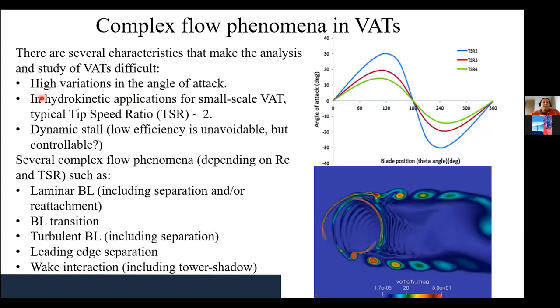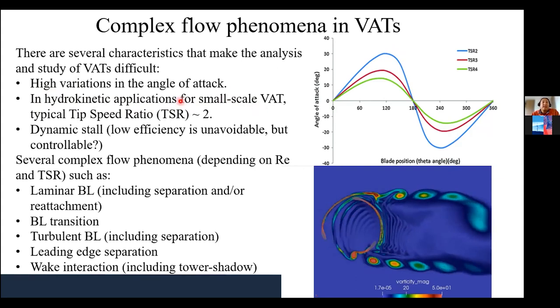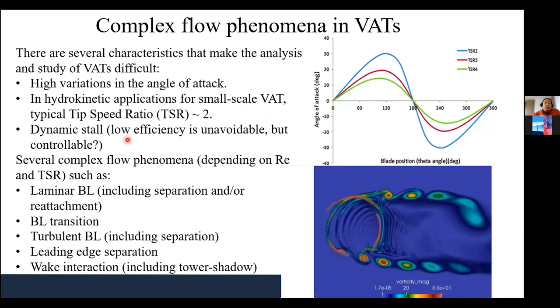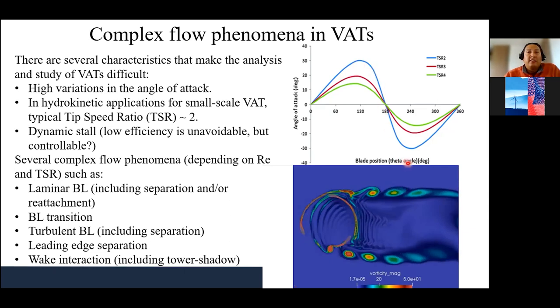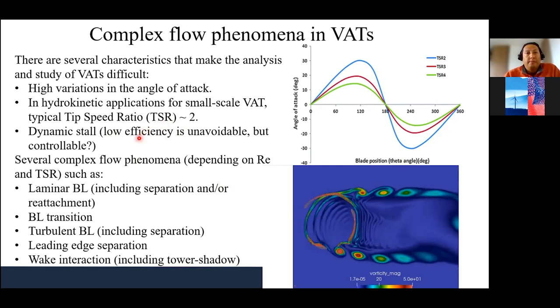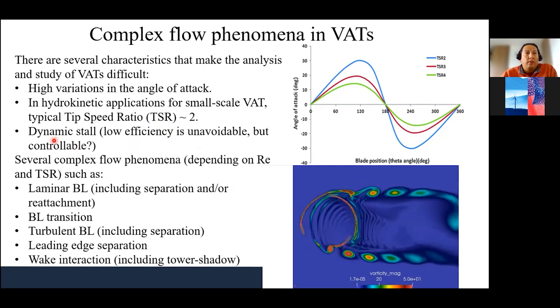Another problem that we have is that for hydrokinetic application, typically we use a small scale vertical axis turbine so that the tip speed ratio is low in comparison to wind energy applications. And of course, independent of the application, either wind or hydrokinetic, as you can see here, as the angle of attack changes so rapidly, the dynamic stall phenomena is always present. Actually, this phenomena is the one that is related to the low efficiency, so the problem is actually unavoidable, but maybe it's controllable, and that's part of the discussion that we are going to do today.